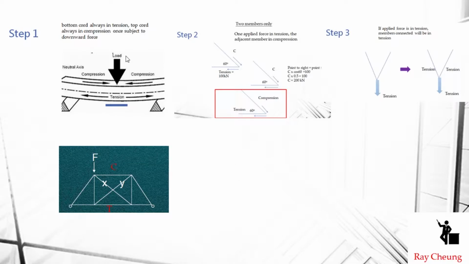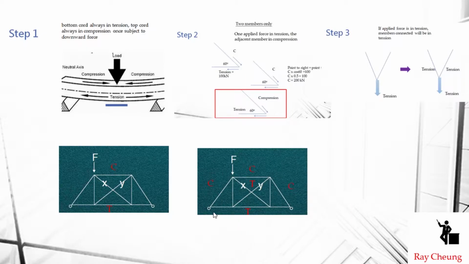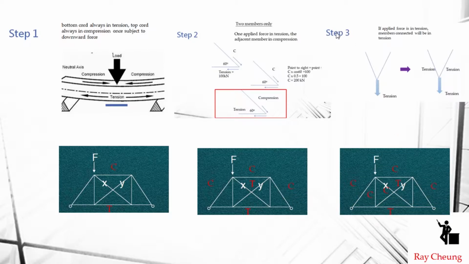The first one you need to remember: most likely the bottom one will be in tension, and then the upper one will be in compression, based on the step 1 theory. The step 2 theory is if we find an angle like this, if we see one is in tension, the other one is also in compression, and then we will see another example. This is the first step.